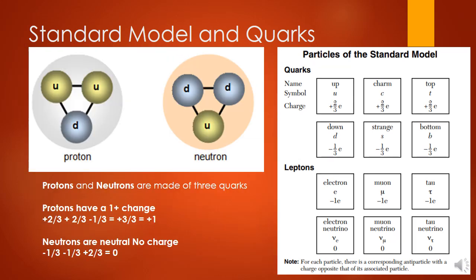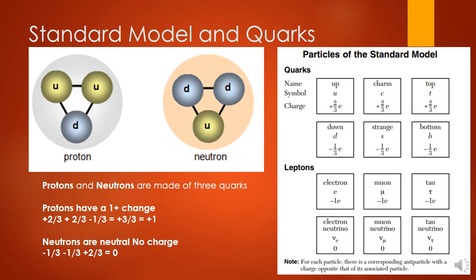So here I'm showing how protons and neutrons get their charges. Protons and neutrons are both made up of 3 quarks. So a proton, as we know, has a +1 or +1 e charge. Where does that come from? Well, the picture is showing us a proton is an up, an up, and a down.